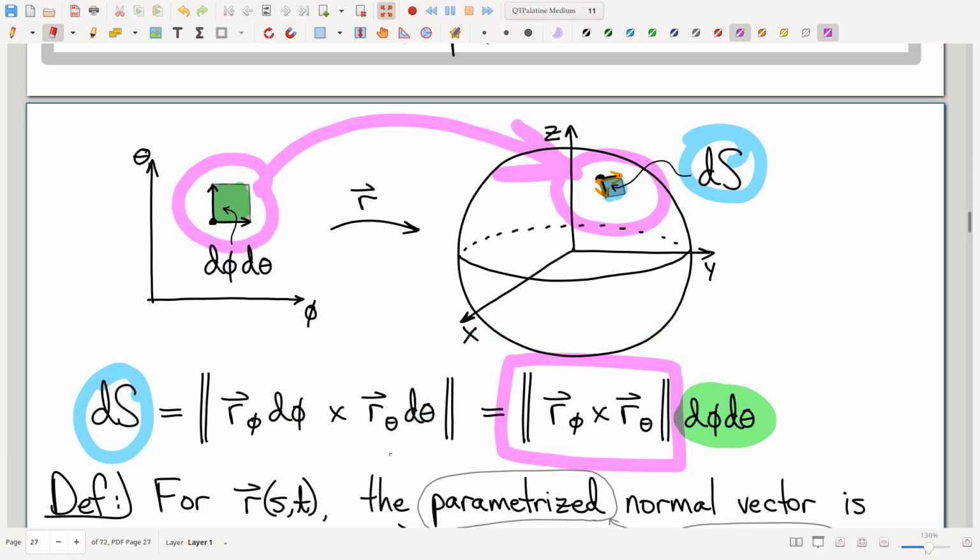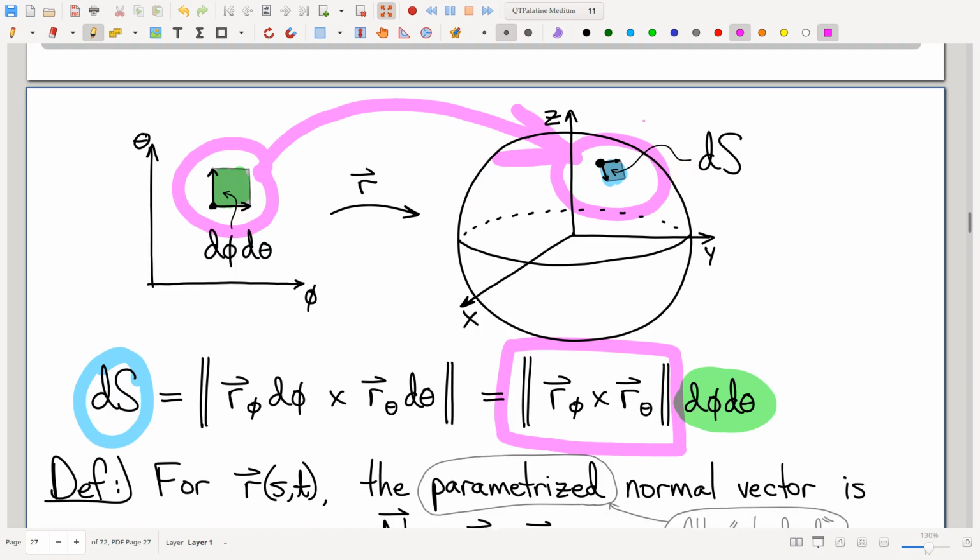And again, make sure to read those details. I think it's a healthy exercise. Okay, so the factor that multiplies by green area to get blue area is a new formula. Make sure to know this formula. It's the magnitude of the cross product of the partials of your parameterization.